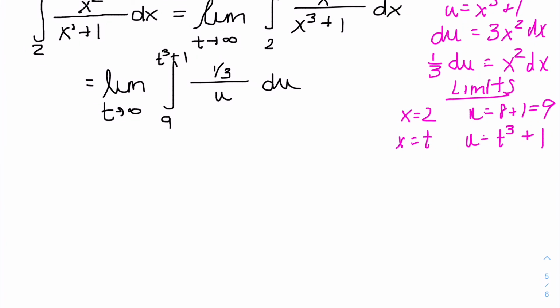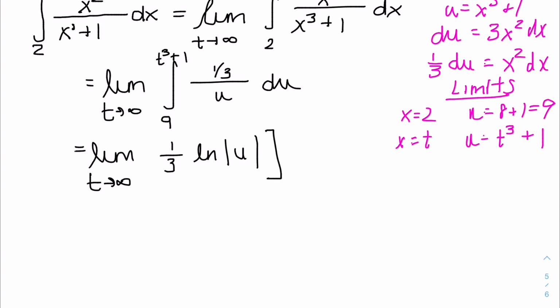So this is just a natural log. This is still our limit. We haven't taken a limit yet. We get 1/3 that pops out, and then the integral of 1 over u is the natural log of the absolute value of u. And this will get evaluated from 9 to t cubed plus 1.